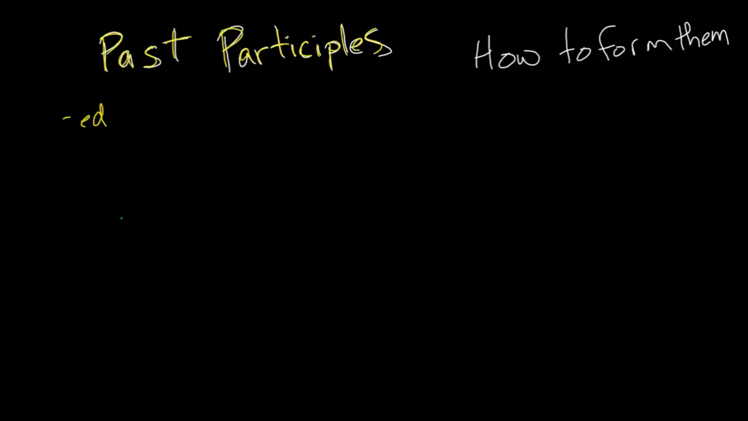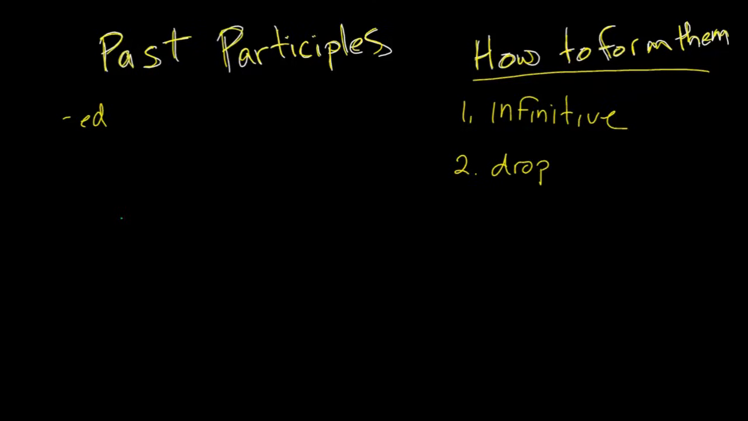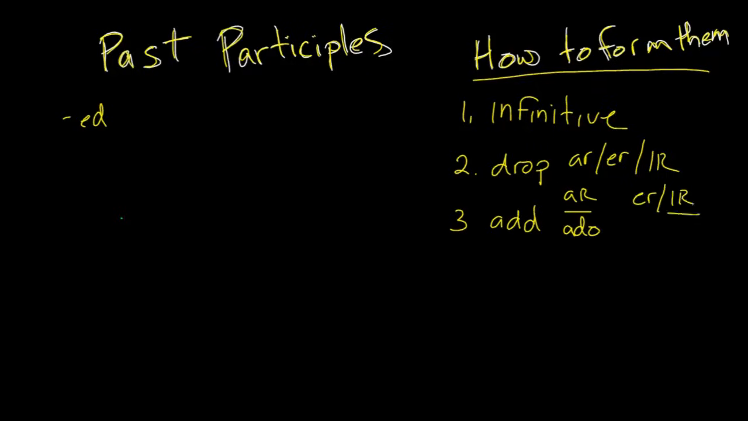Well, the first thing that we want to do is know how we form them. Step one is to take the infinitive. Then we want to drop the AR, ER, or IR, and then we're going to add: if it's an AR verb, we're going to add -ado. If it's an ER or IR verb, we're going to add -ido. Okay, so let's look at a few examples.